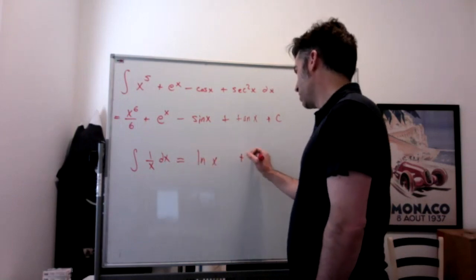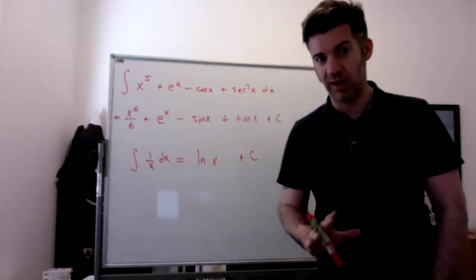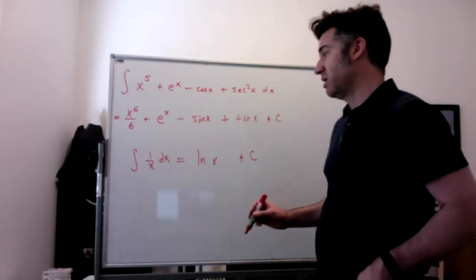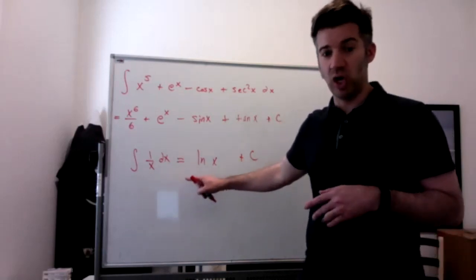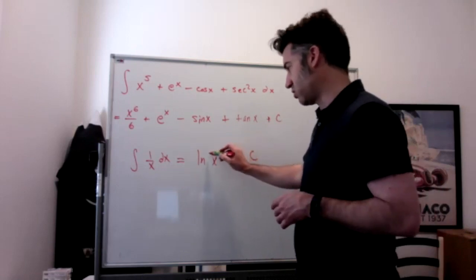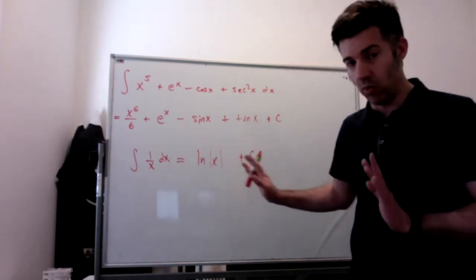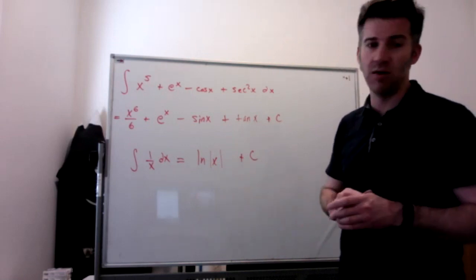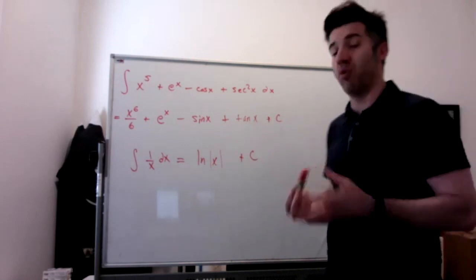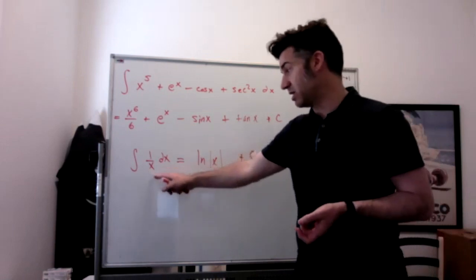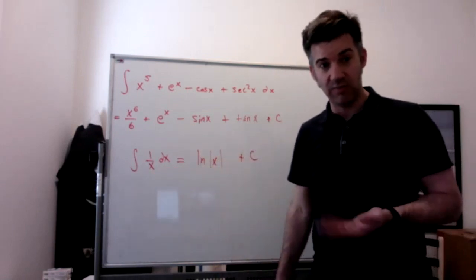Now, we'll get into this a little bit later because I don't want to get into it right now. But technically, the antiderivative of 1 over x is not just the natural log of x. It's actually the natural log of the absolute value of x. I will explain this later. Don't worry about it right now. It's not a huge deal, but it is something that is important to remember. So when you're anti-differentiating this, you really do need those absolute value symbols around the x.